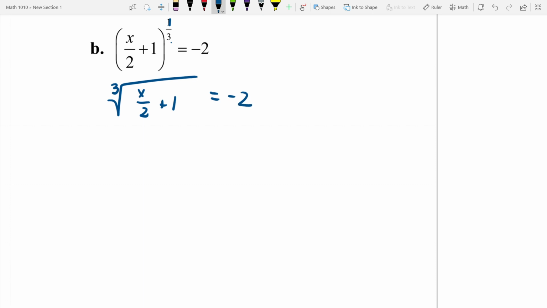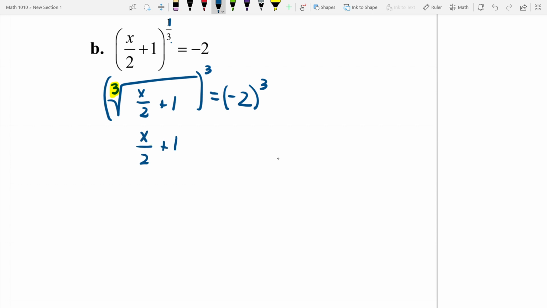So when I look at that negative 2, it makes me concerned, but I know it's probably going to be okay because this is an odd. So if that's an odd root and it's equal to a negative, then you're good. If that was an even equal to a negative, then that's a problem because an even root is never going to be a negative number. Okay, so to get rid of the cube root, I'm going to cube both sides and I'm going to put parentheses around those. So on the left, the cube and the cube root undo each other.